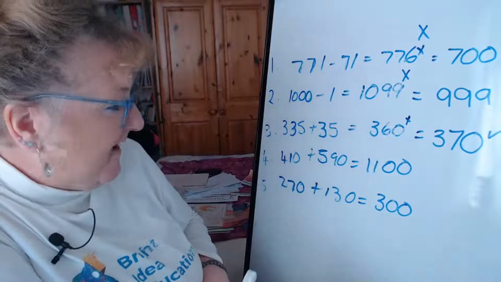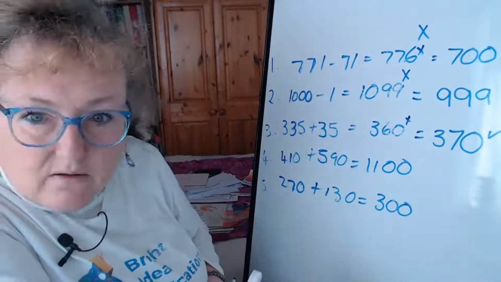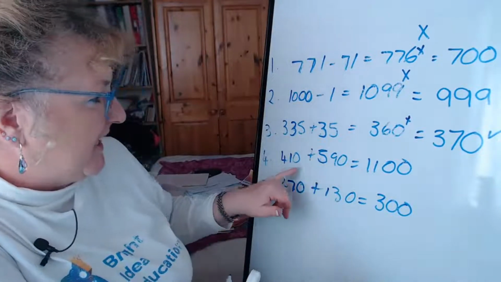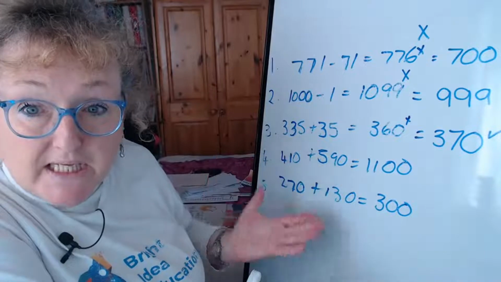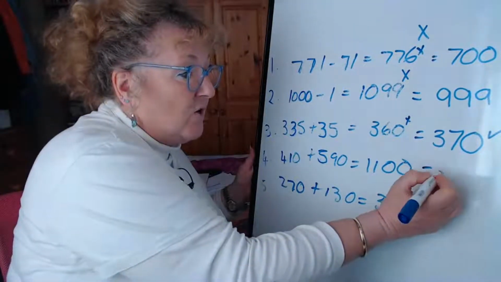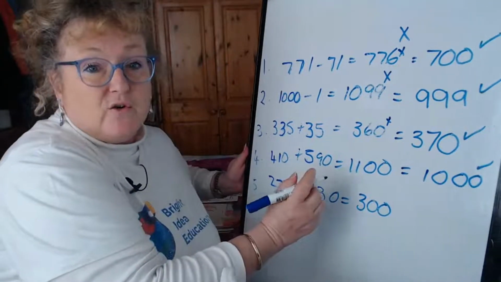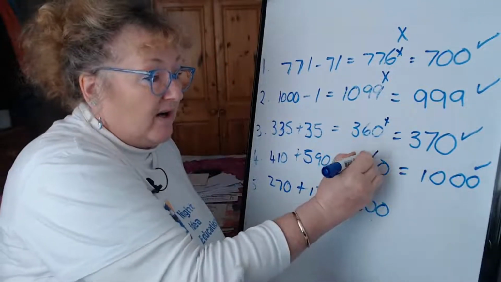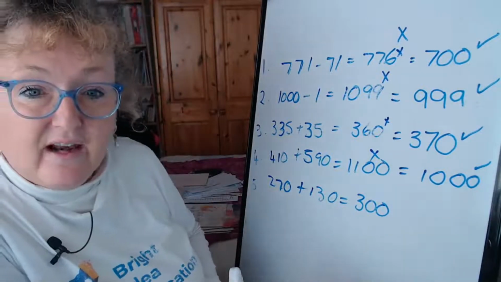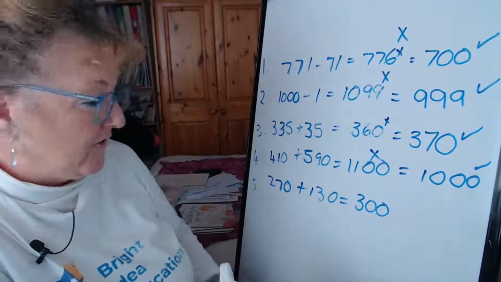410 plus 590. Bonds, bonds, bonds. 400 and 500 is 900. 10 and 90 makes another 100. So we only have 1,000. We don't have 1,100. We only have 1,000.